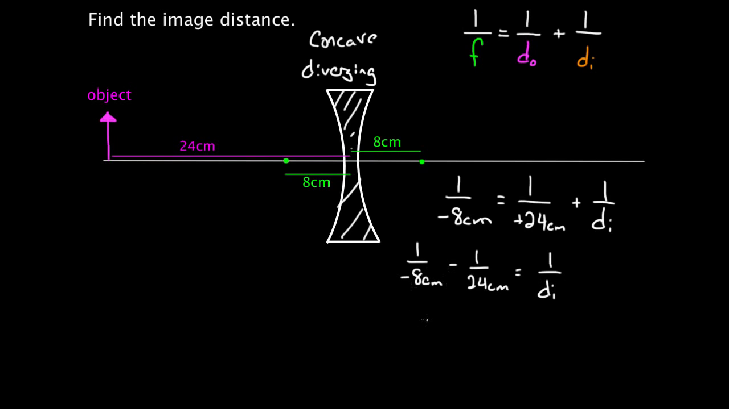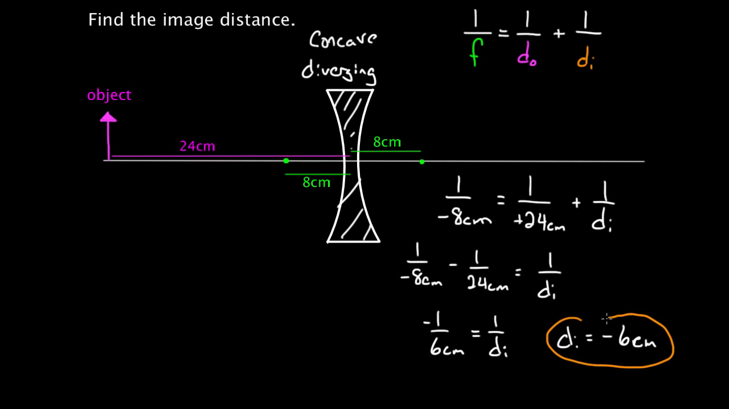Okay, so if I solve this on the left-hand side, you'll get negative 1 over 6 centimeters equals, well, that's not what di equals, that's what 1 over di equals. So don't forget, at the very end, you have to take 1 over both sides. If I take 1 over both sides, my di turns out to be negative 6 centimeters. What does that mean? Well, that means my image is going to be 6 centimeters away from the lens, and the negative means it's going to be on the opposite side as my eye, or the same side as my object.